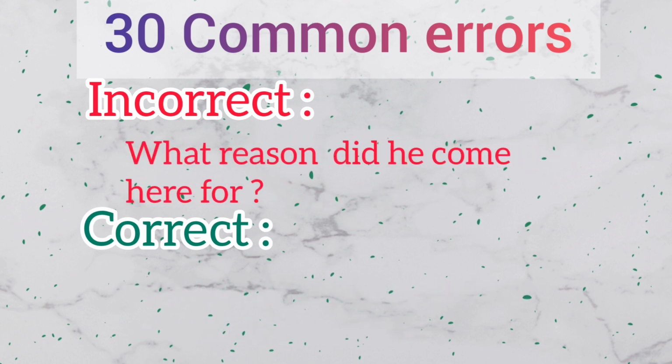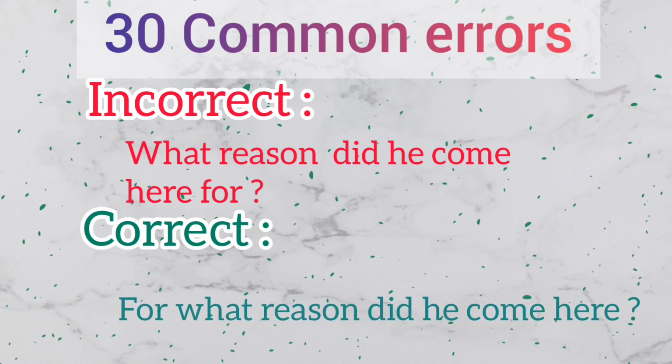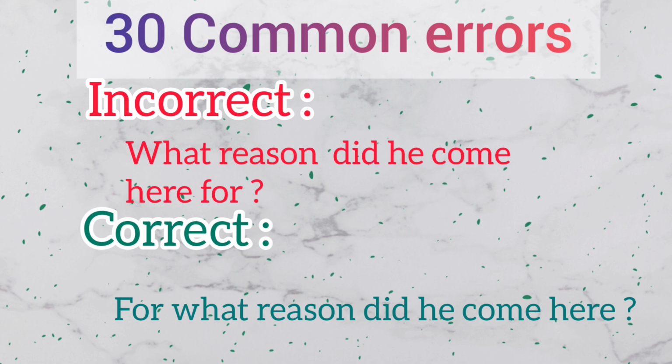Next one is: what reason did he come here for? The correct sentence is: for what reason did he come here? Another common grammar mistake is ending a sentence with a preposition. A preposition by its nature indicates that another word will follow it. In casual conversation, this type of error is no big deal, but you should avoid this mistake in your writing.